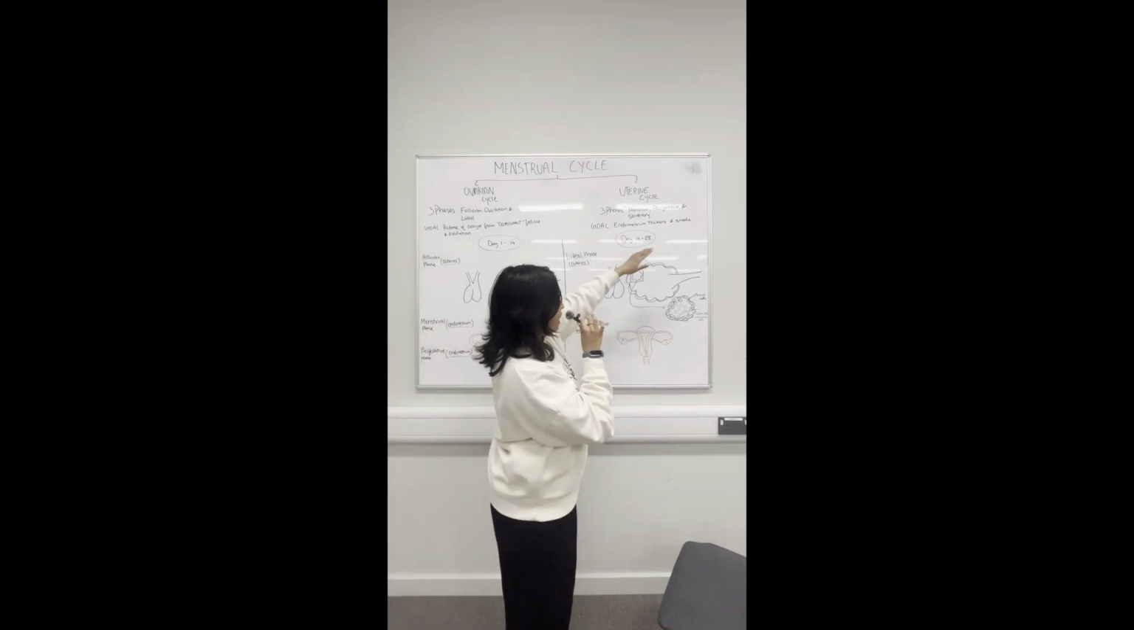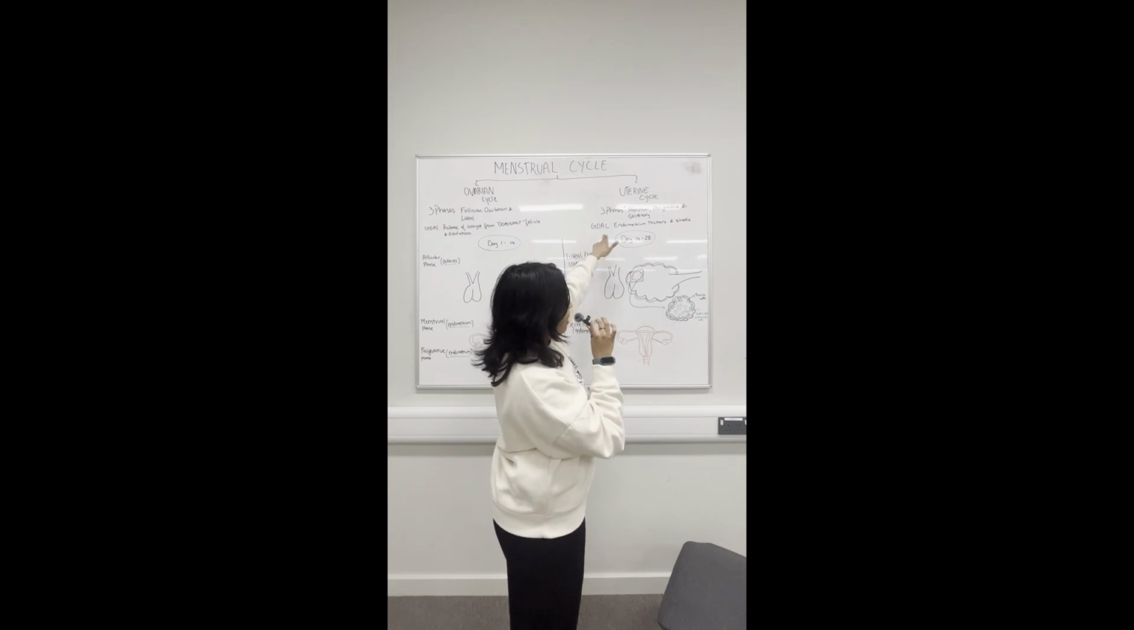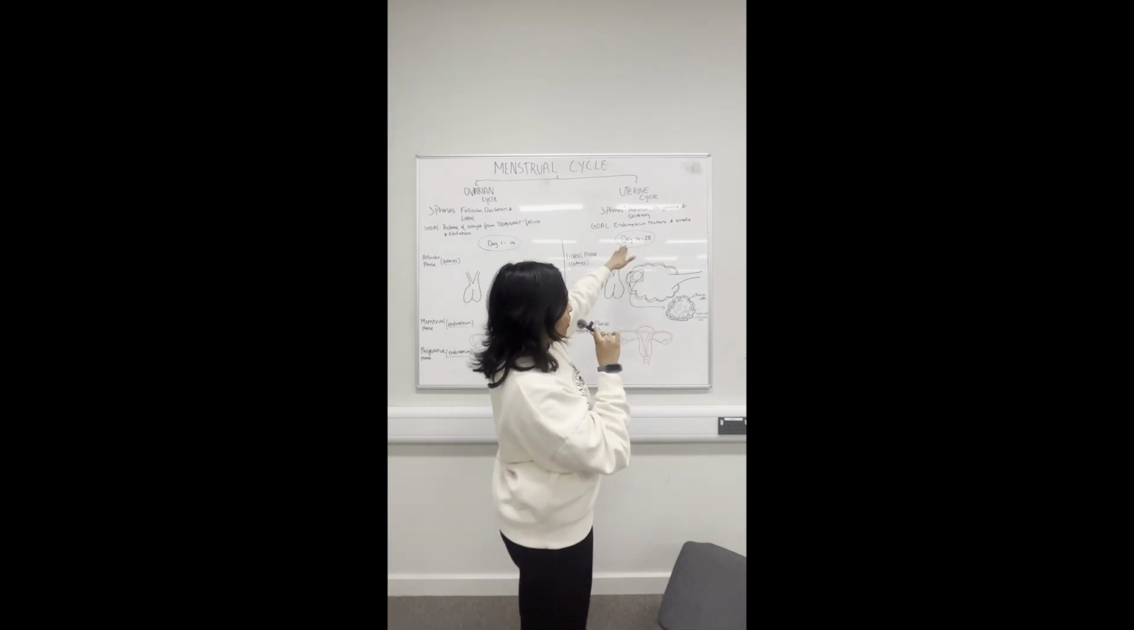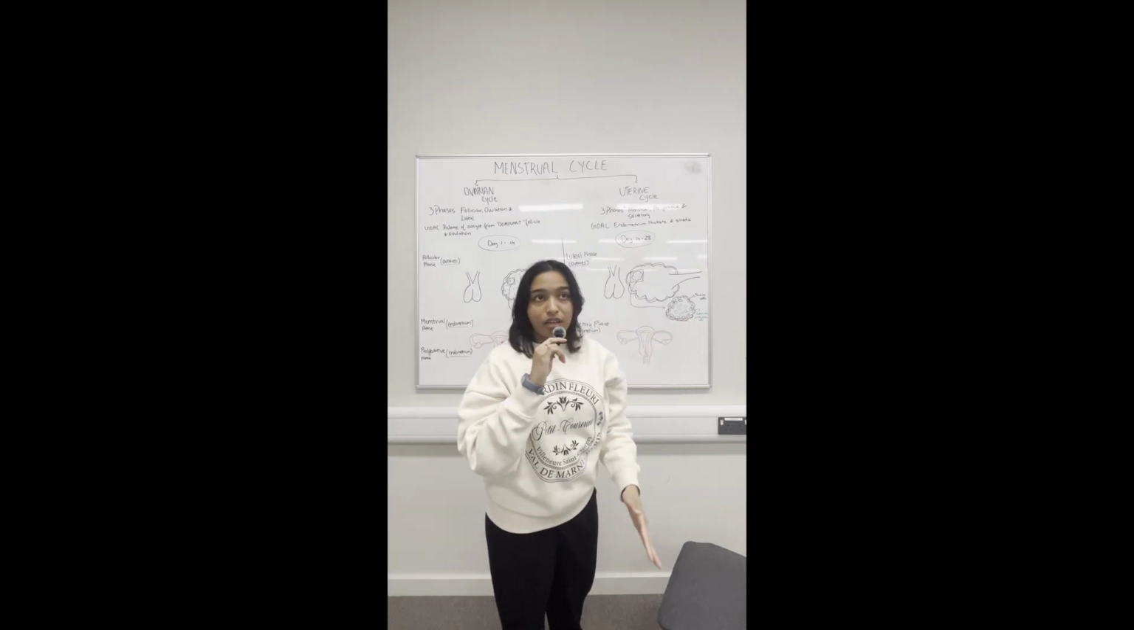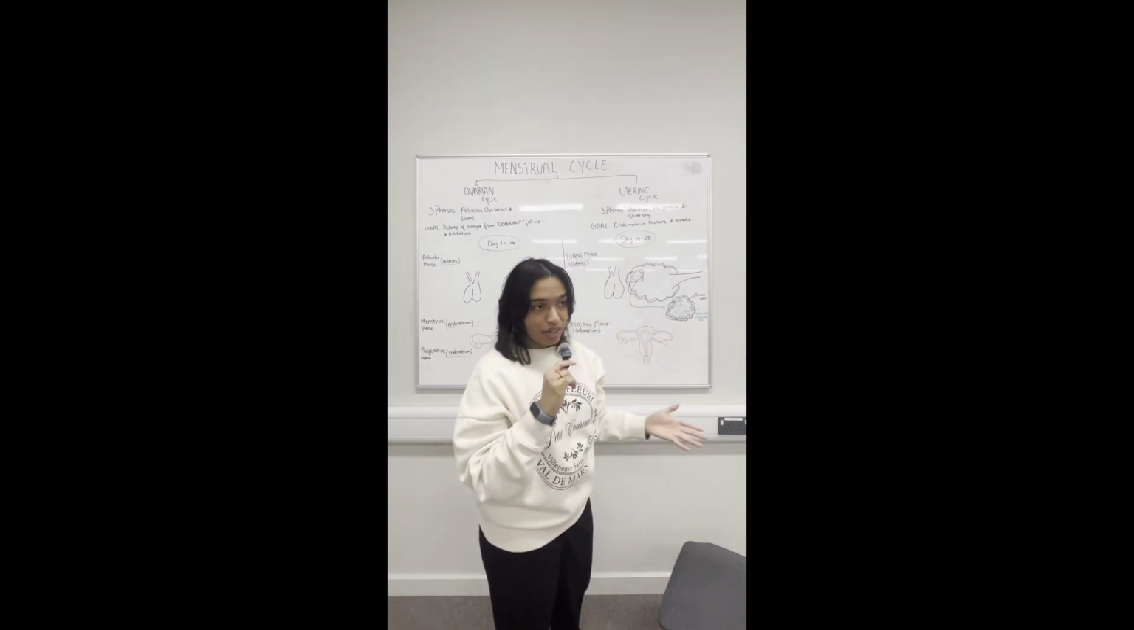Moving to the uterine cycle, the goal is simply to have the menstrual period. So that is when the endometrium thickens and sheds and bleeds, and we get, well, women get menstrual periods.